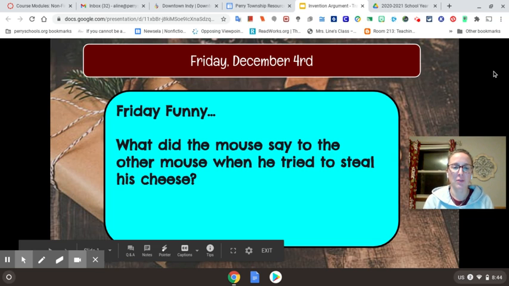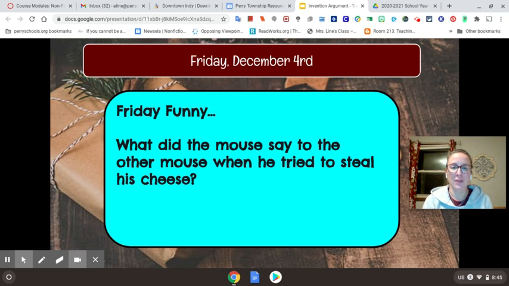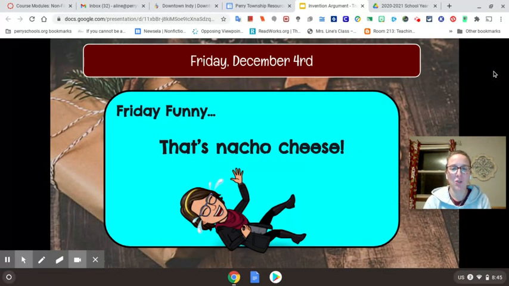So I thought I'd start with our Friday funny. What did the mouse say to the other mouse when he tried to steal his cheese? That's nacho cheese. All right, I thought that was a fun way to start out our Friday.